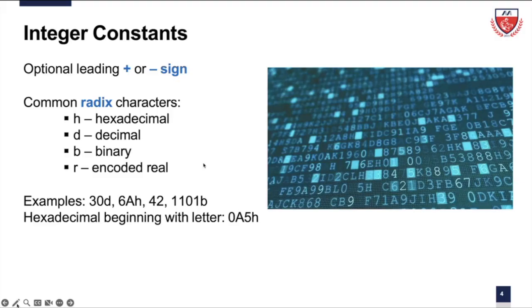So for example, if you say 30D, that means the data is in decimal format. When you say 6AH, that becomes hex, 6A hex. Then we have 42D, that's also decimal. 110B is a binary. And a hexadecimal beginning with a letter, for example, is 0A5 hex.